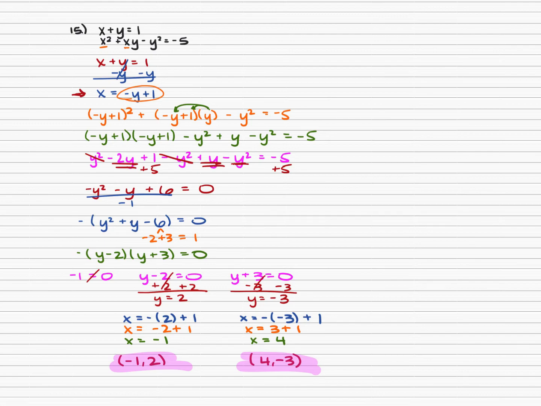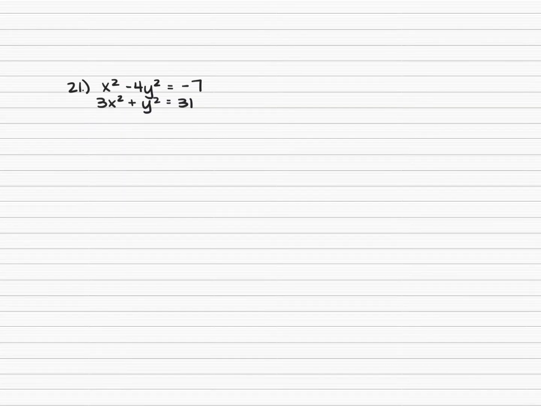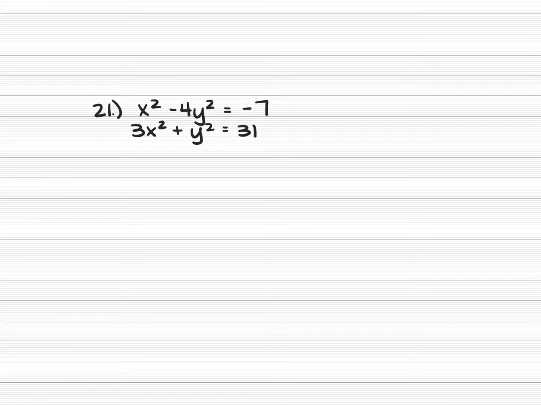The last example that we're going to look at is number 21. For this one, we have x squared minus 4y squared equals negative 7, as well as 3x squared plus y squared is equal to 31. If we want to use elimination for this, we can, since both equations have an x squared, both equations have a y squared. What we can do to eliminate this, your y values are opposites.